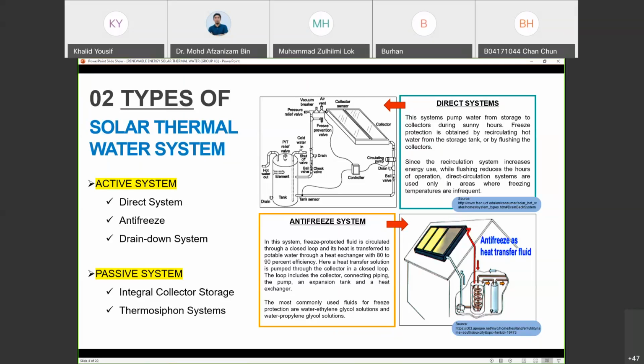All right, and then the antifreeze system. In this system, the freeze-resistant fluid is circulated through a closed loop, and its heat is transferred to the potable water through a heat exchanger with 80 to 90% efficiency. The fluid is pumped through a collector in a closed loop. The loop includes the collector, connecting piping, the pump, an expansion tank, and a heat exchanger.